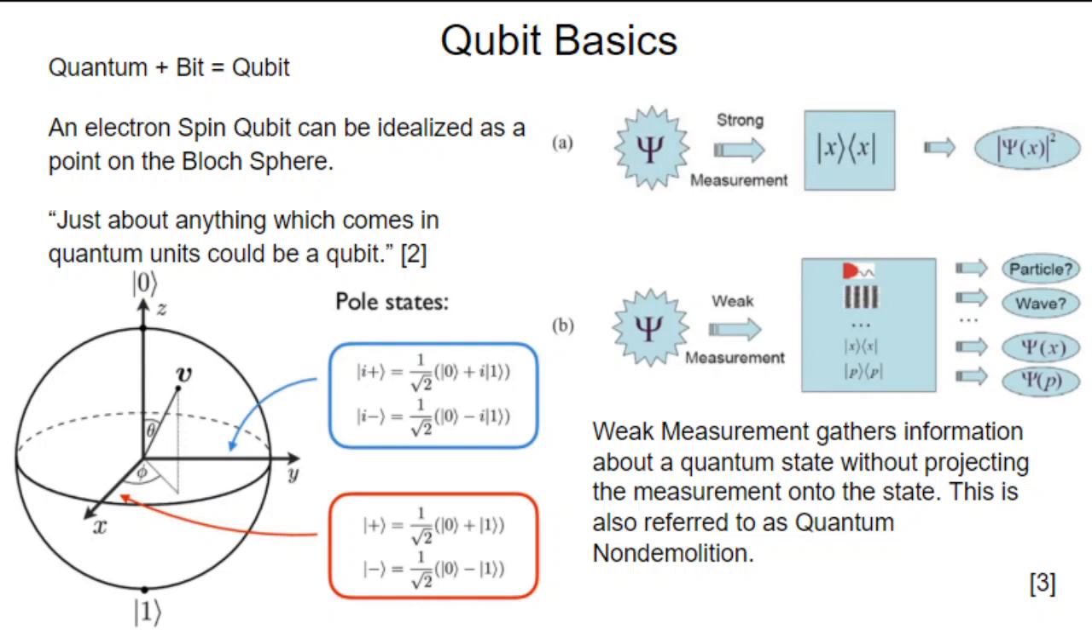Here, the same basic principles of quantum mechanics hold, where in this case a measurement of the spin of the qubit changes the state of the particle by the projection principle. In quantum computing, this is called a strong measurement. In contrast, weak measurement gathers the expectation of a quantum state without perturbing the state. This is also referred to as quantum non-demolition measurement.